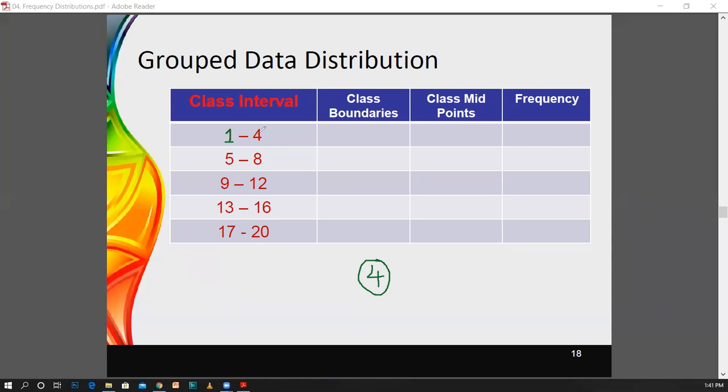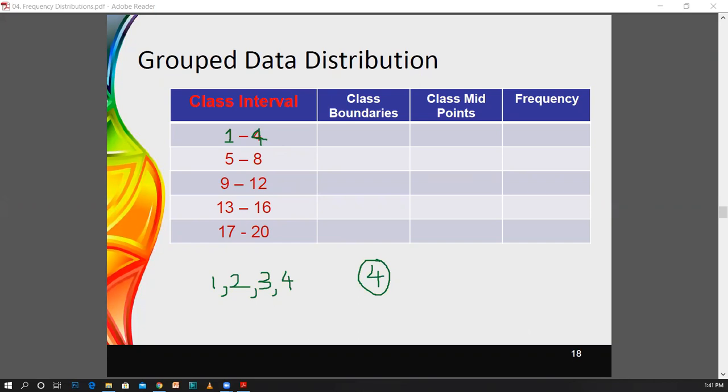Now, what would be the upper value for this class interval? Here you can see that the class width should be 4. It means that you can have the values from 1 to 4 units from 1. Therefore, you can have 1, then the next value would be 2, the next value would be 3, and the next value would be 4. Now you can see that the class width is equal to 4.